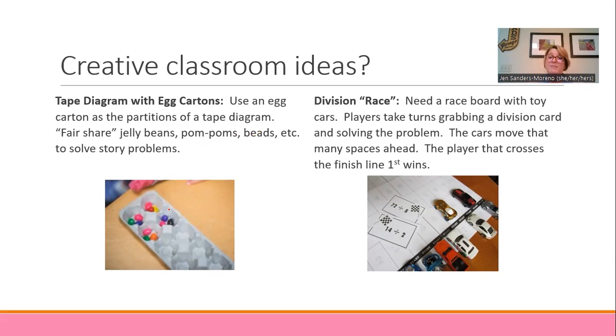Another creative idea was somebody came up with a game board. You could either create your own game board or reuse a game board that already exists. And here they have toy cars. How they move is not by rolling dice, it's by picking a card and solving it. So here we've got 72 divided by 8. Whoever gets that card gets to move their space 9 places. 14 divided by 2, they get to move it 7 places. So again, it's that idea of practicing math facts and doing it in a fun way that's a little competitive.